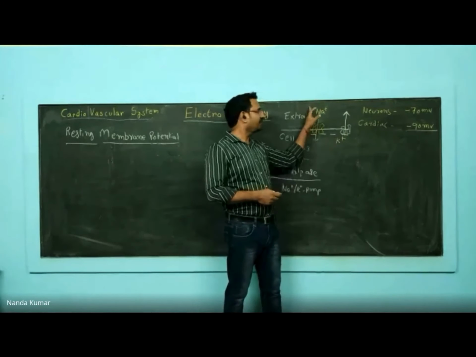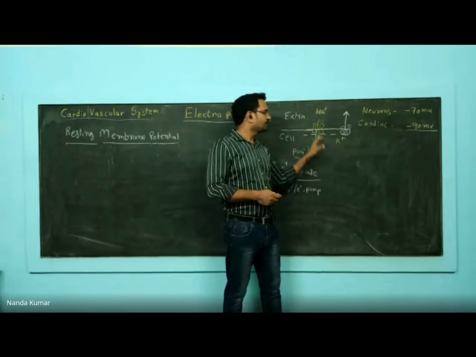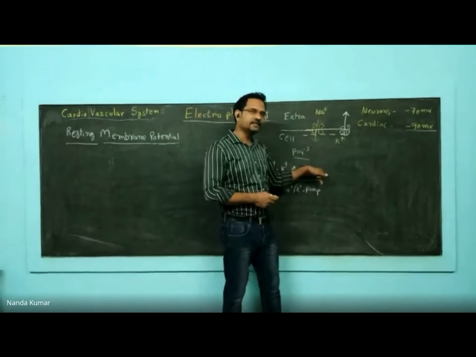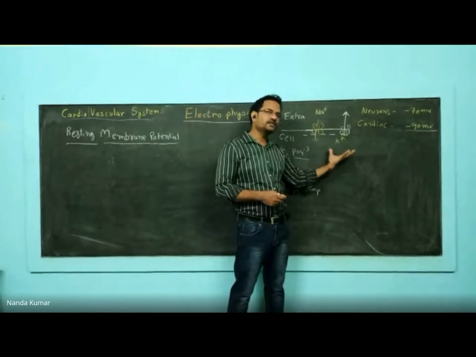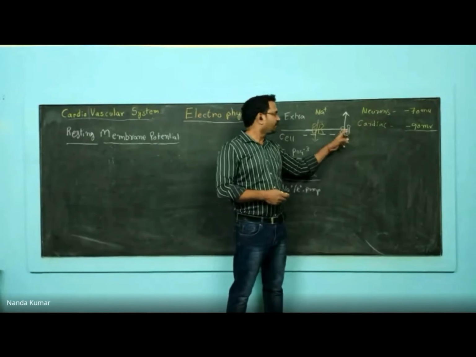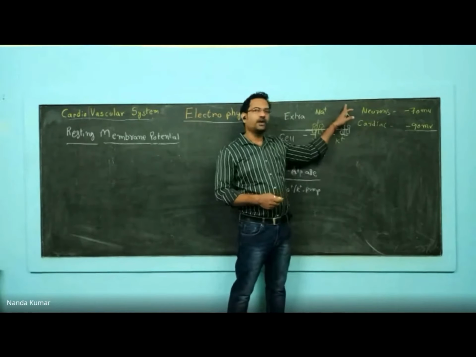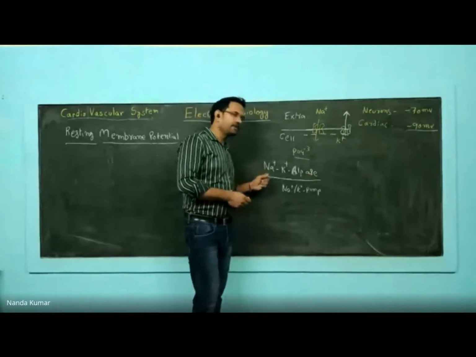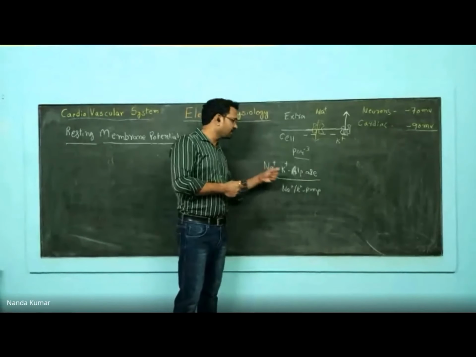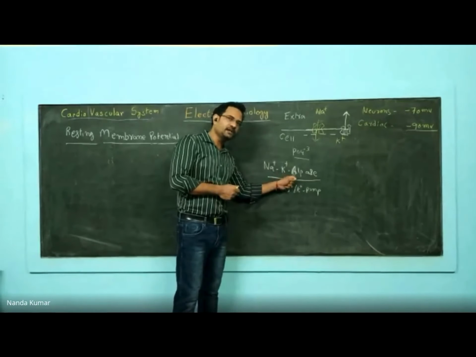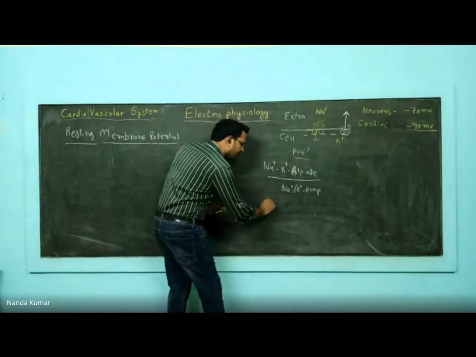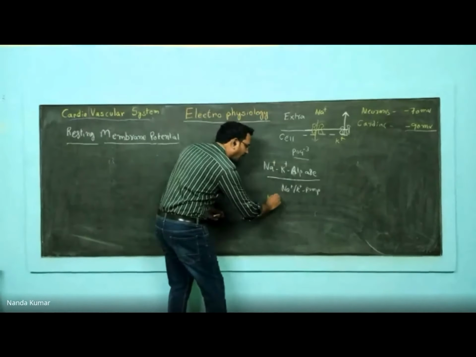Sodium amount is very high outside, whereas it is low inside. So when the channel opens, sodium rushes from outside to inside the cell, whereas potassium concentration is high inside the cell. So when the potassium channel opens, potassium moves outside the cell. This is down the gradient. Now this pump acts in the opposite direction because it uses ATP energy. It moves sodium to the outside of the cell.